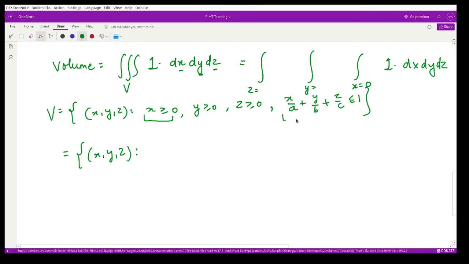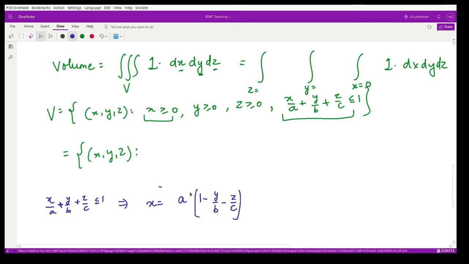For the upper limit, we'll use this curve, right? So for the upper limit, if I write x upon a plus y upon b plus z upon c less than or equal to 1, from here I can calculate the value of x. So this is equal to a multiplied by 1 minus y upon b minus z upon c, this quantity. So this comes out to be your upper limit here. So its value is a into 1 minus y upon b minus z upon c.